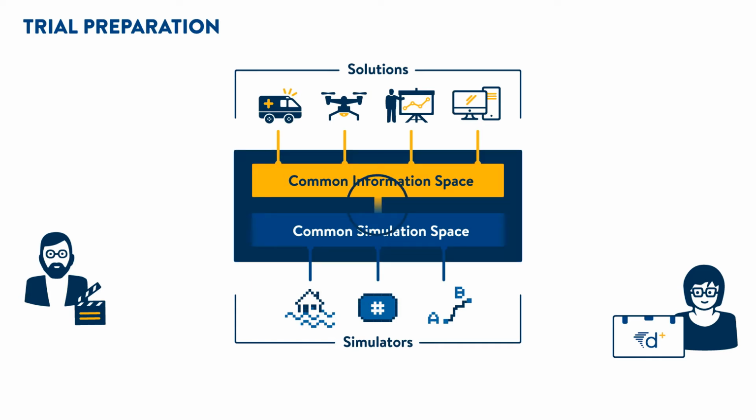The gateway in the middle provides a data link between the common simulation space and the common information space, allowing simulators to create and share a fictive crisis with the solutions. If required, a security layer can be added to the Testbed technical infrastructure and all the connections.